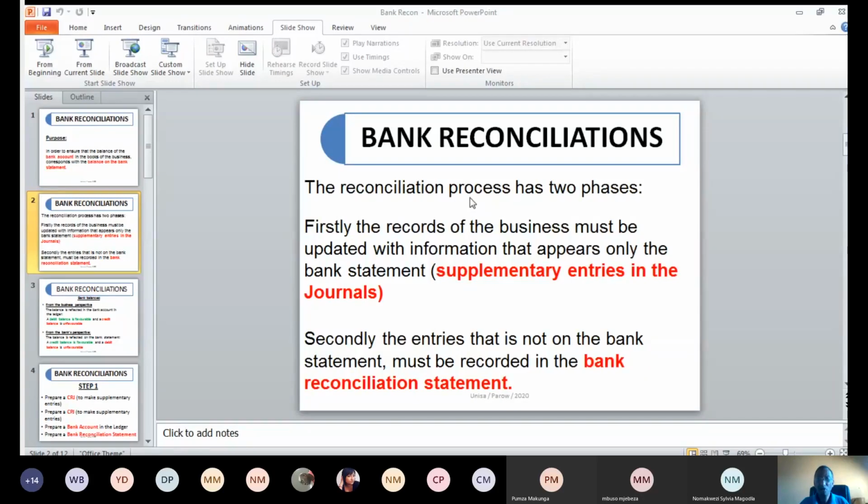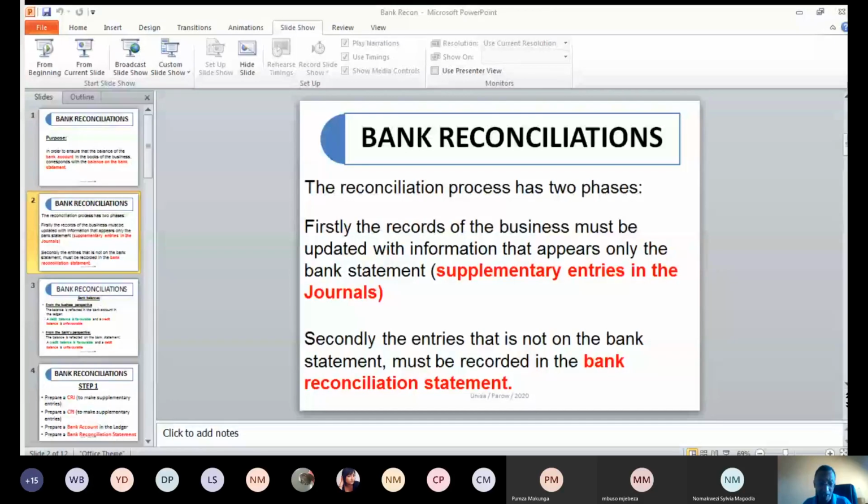So if you come across any entries that appear only on the bank statement, that are not in your records as yet, you will have to record them in your cash receipts journal and your cash payments journal, and we call those the supplementary entries in the journal.